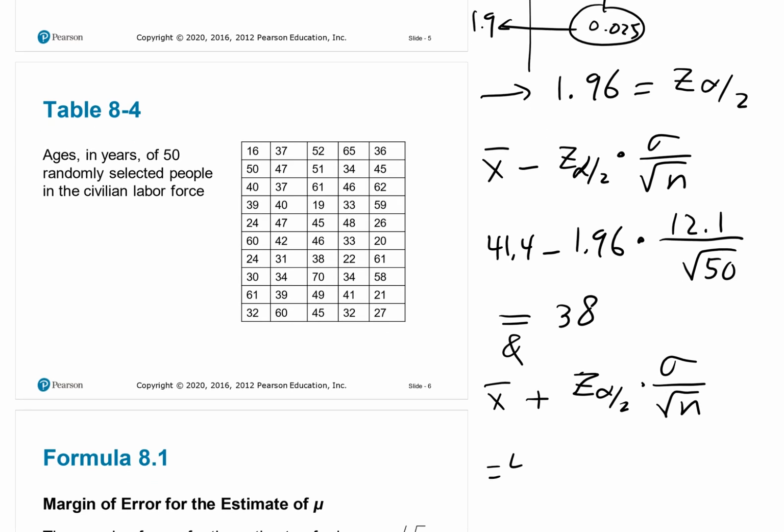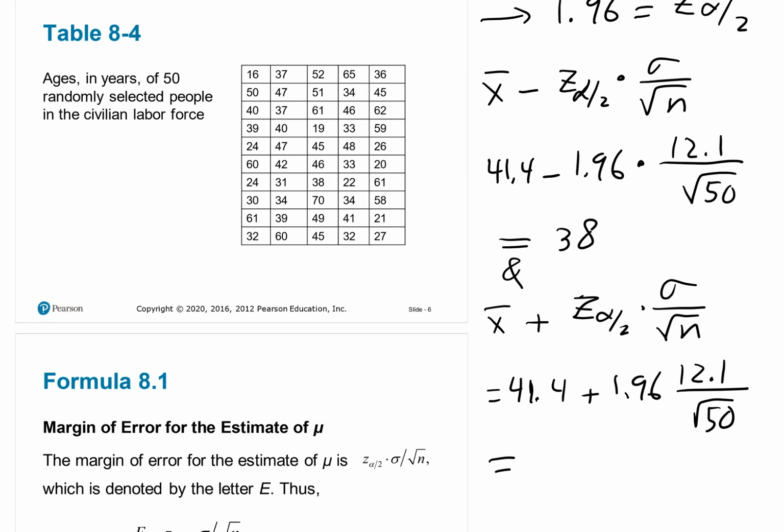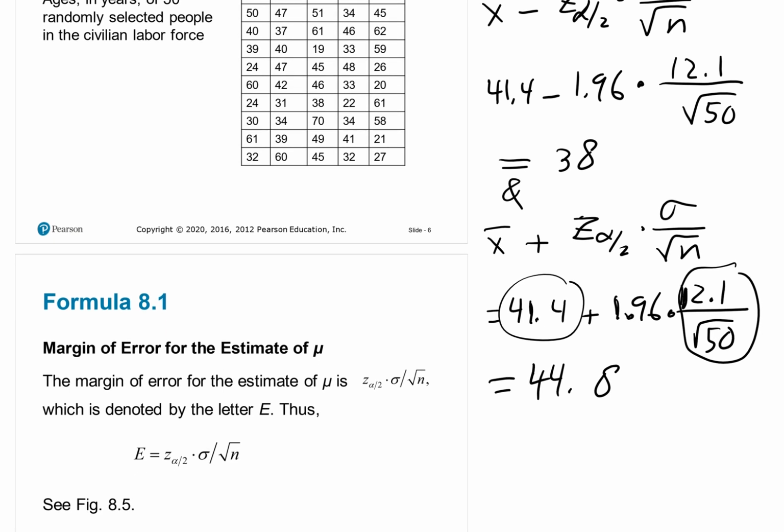So x bar is 41.4 plus 1.96 times 12.1 over the square root of 50. If we run the calculations out, you can calculate this one first, multiply the result by 1.96, and add that to this. The last thing to do is to add the 41.4. You will get 44.8. So this means the interval would be from 38 to 44.8.